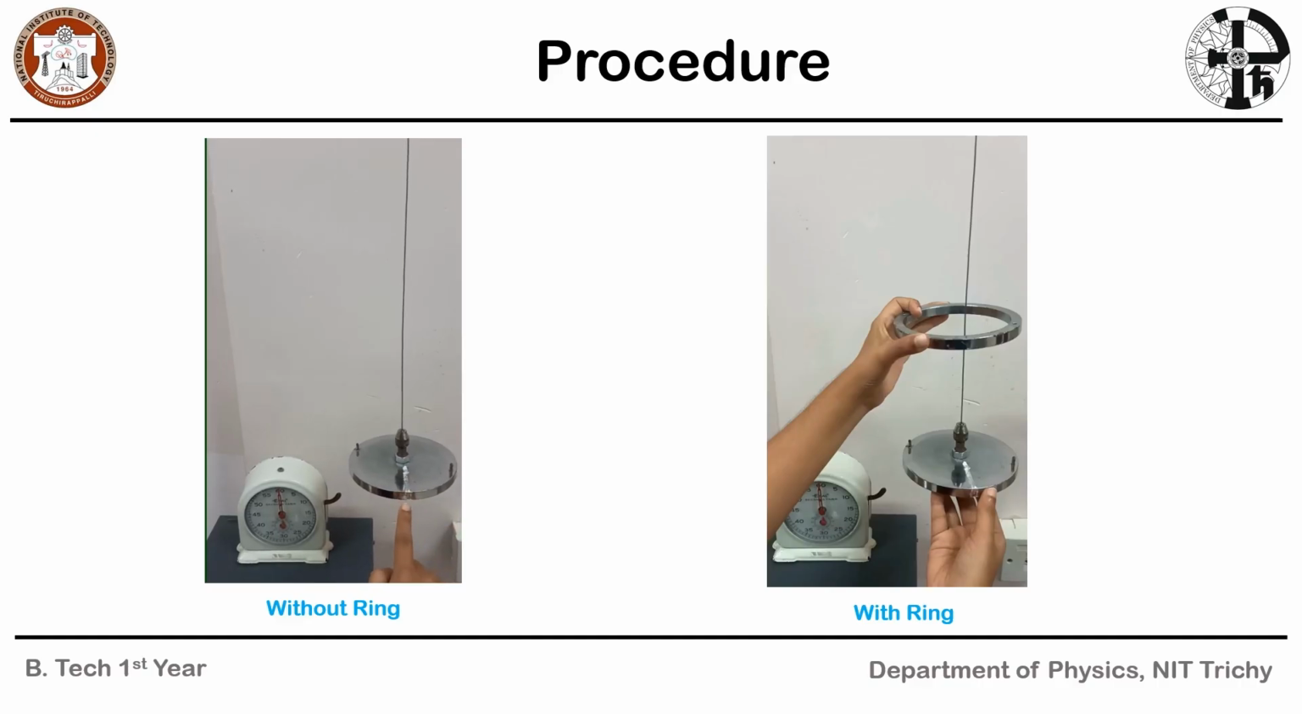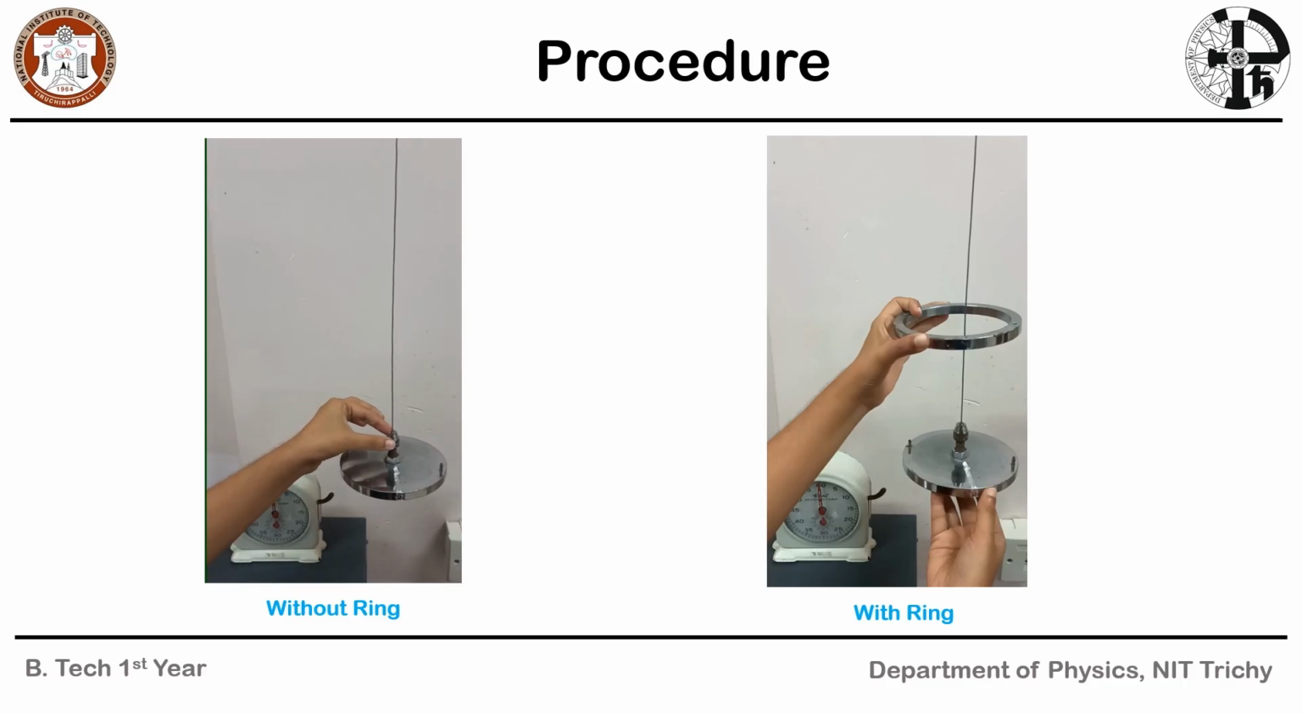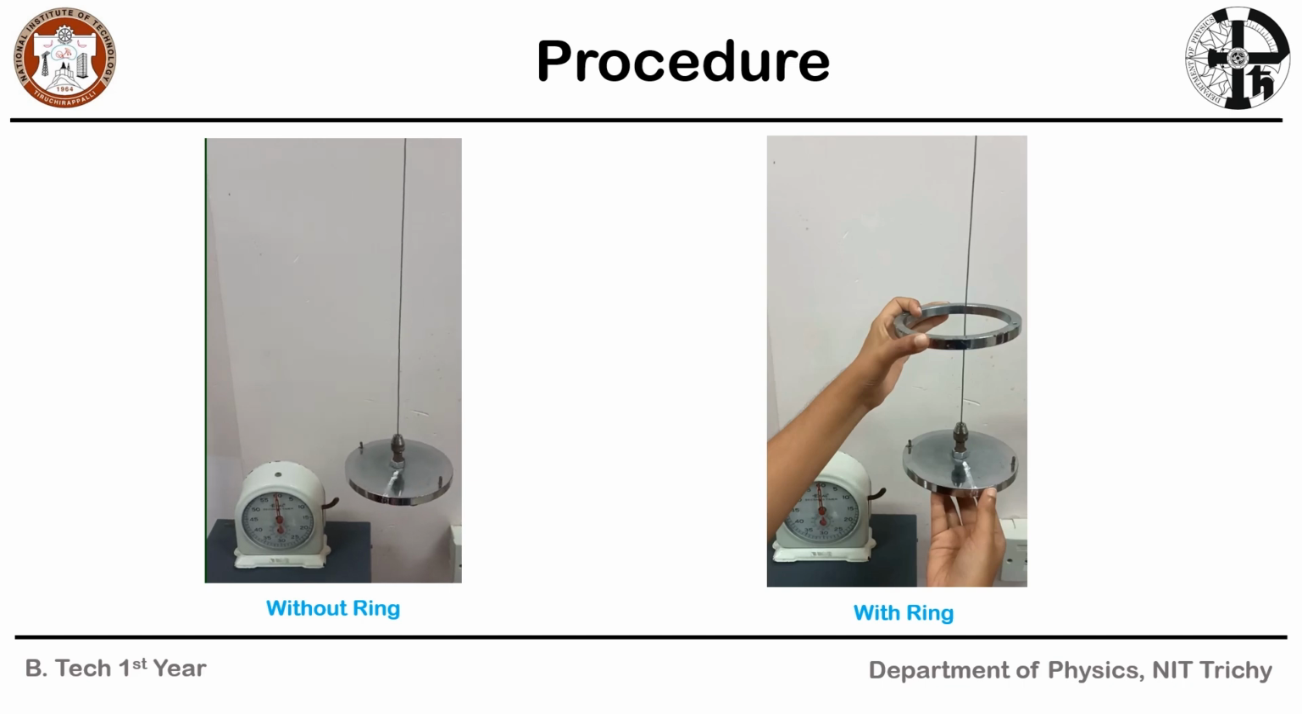Apply a marker on the disc using a chalk. Then you give a small angular displacement. Leave the first few cycles. Once it attains a stable oscillation, calculate the time period for 10 oscillations.